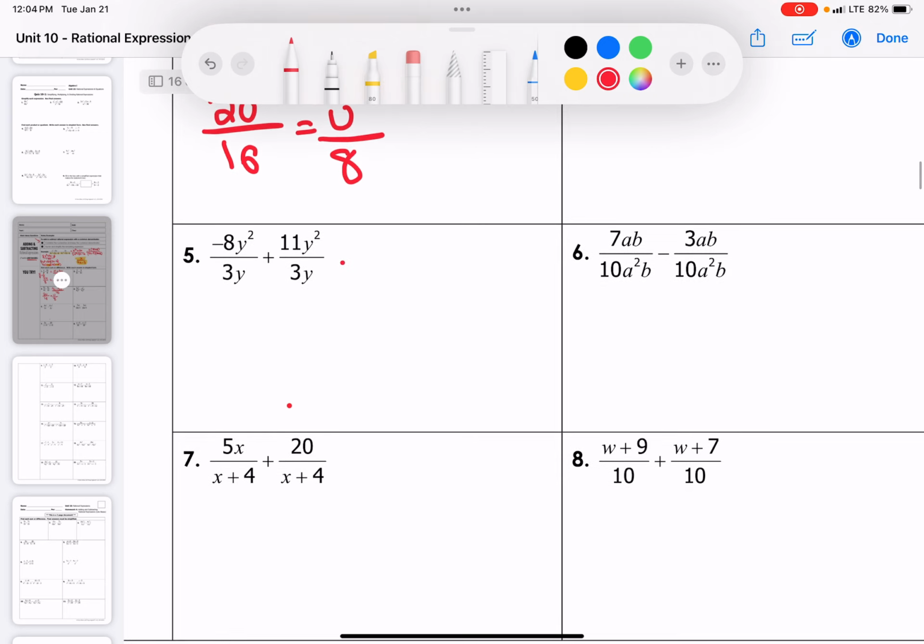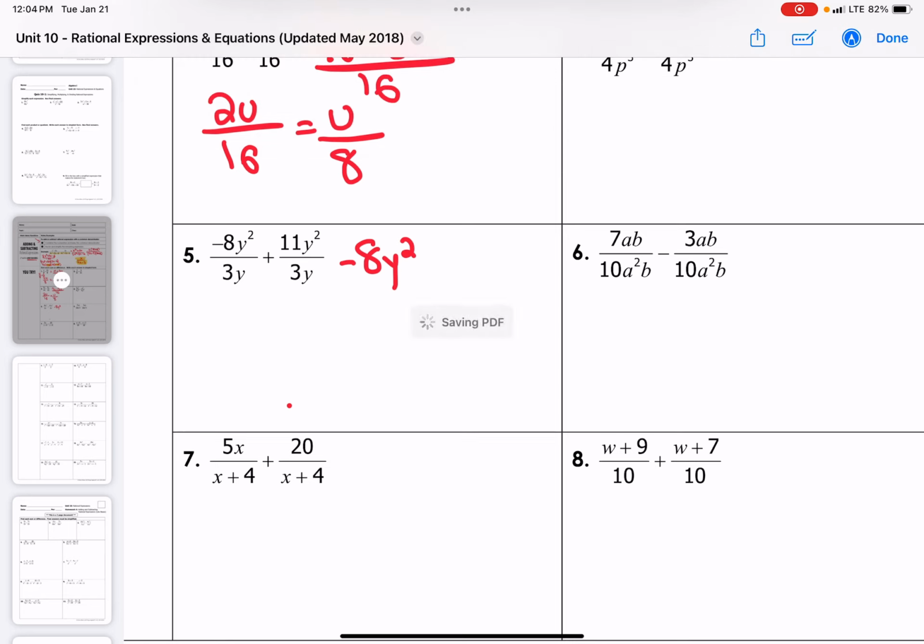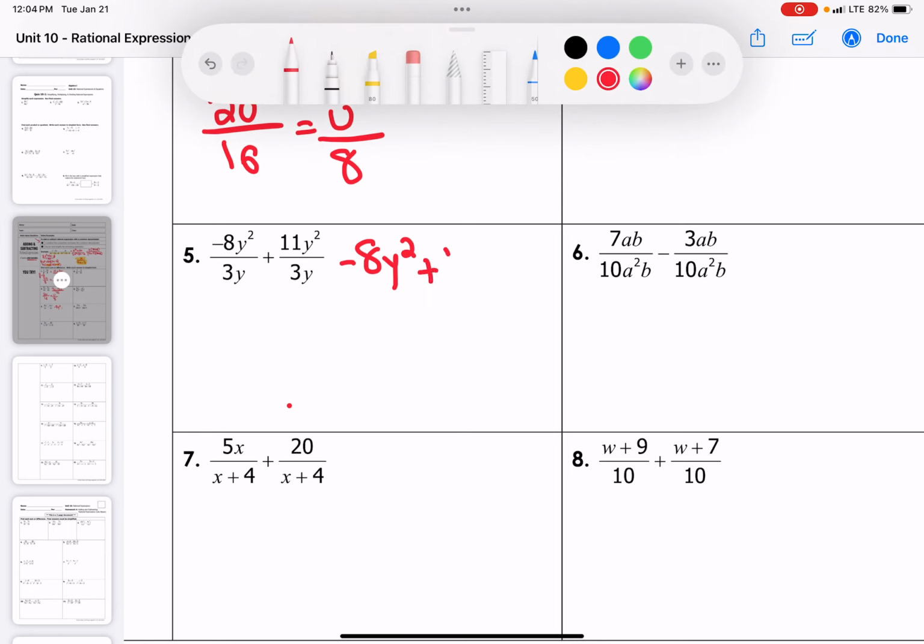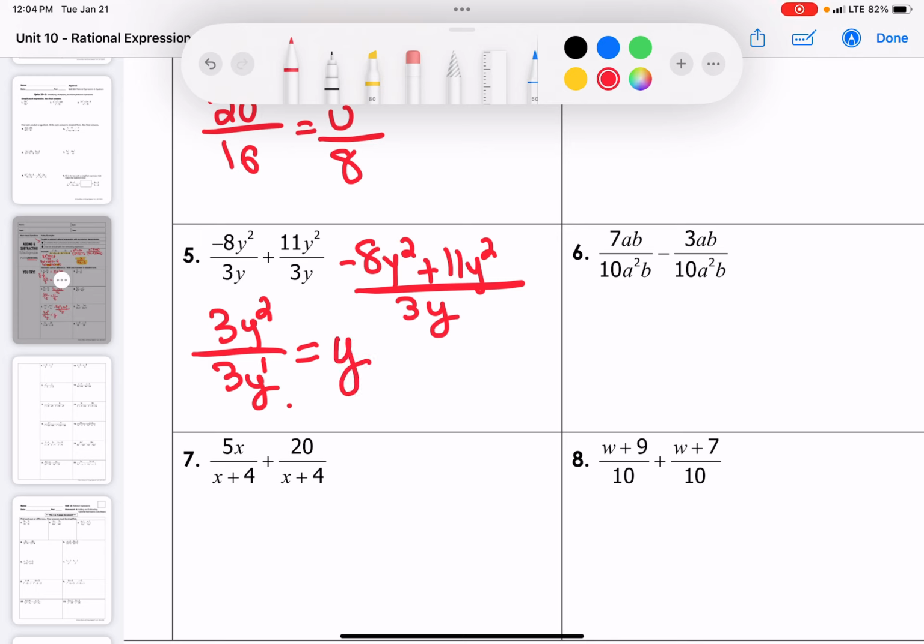This one, same idea. Negative 8y squared plus 11y squared all over 3y. So negative 8 plus 11 is going to give me a positive 3. I'm going to have a y squared over 3y. 3 divided by 3 is just 1. y squared divided by y to the first power is just going to be y. And that's it.